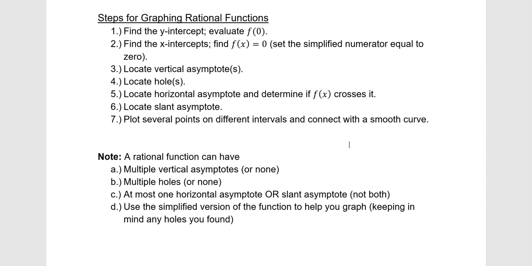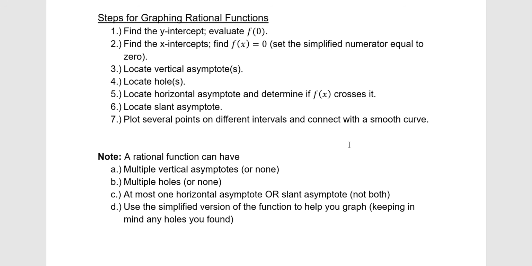Second step, we're going to find the x-intercepts, and we do this by setting the function equal to 0 and solving for x. And what we have to do here is set the simplified numerator equal to 0. So after we cancel common factors, if we can do that, we set the simplified numerator equal to 0. Step 3 is going to be locate the vertical asymptotes. 4, locate any holes. Step 5, locate horizontal asymptote and determine if it crosses it. Step 6, locate a slant asymptote, if any.